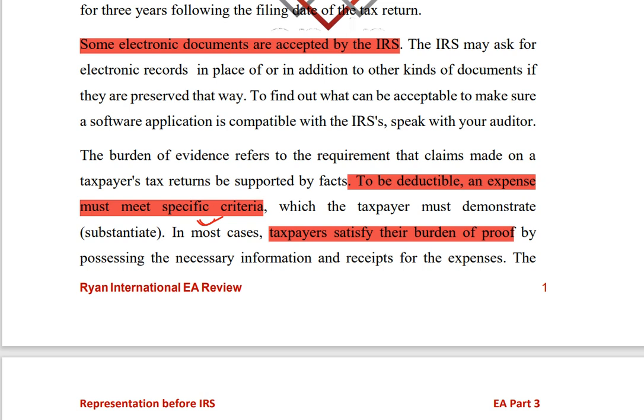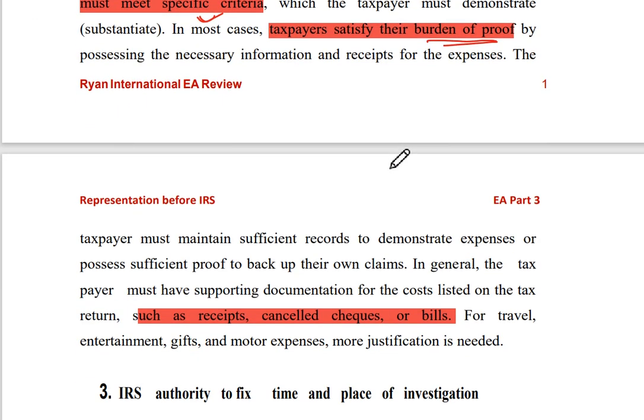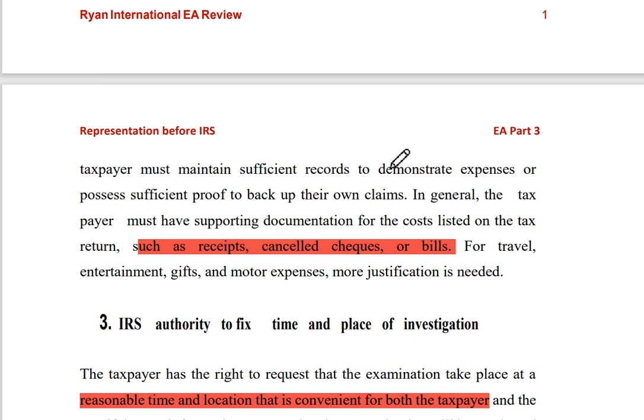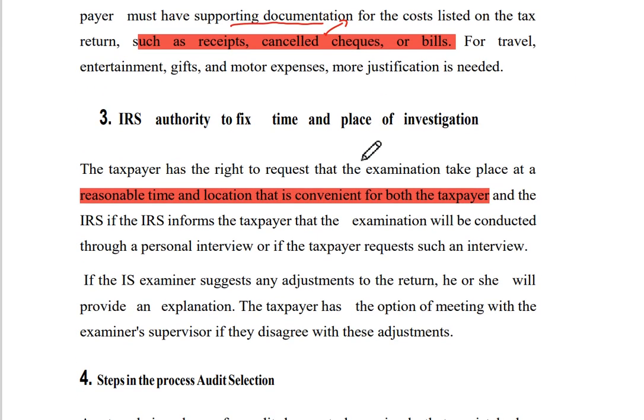Oftentimes the burden of proof is with the taxpayer. The taxpayer has to prove that the amounts they have taken as deductions are correct and valid. The taxpayer can typically do that by supporting their documentation with canceled checks, bills, or receipts that they have.